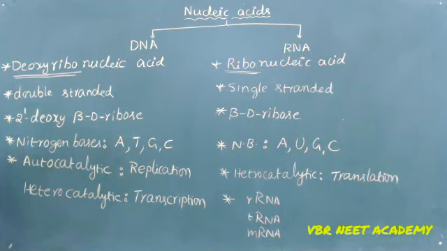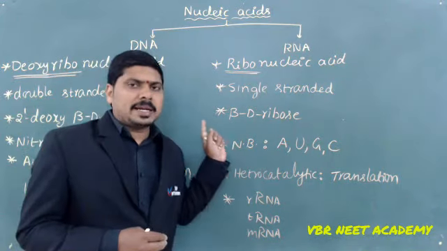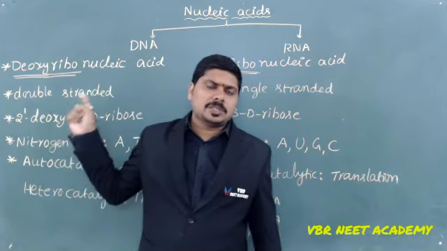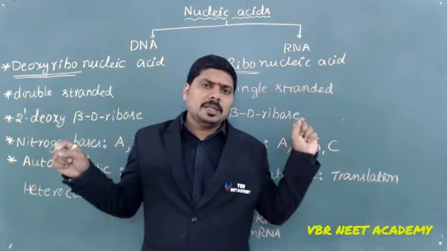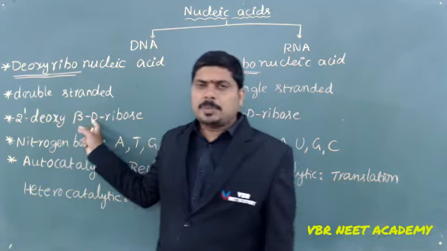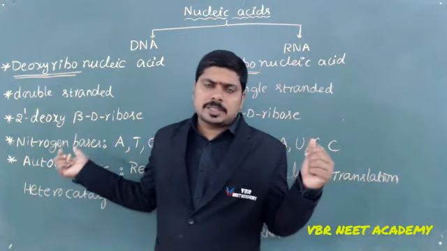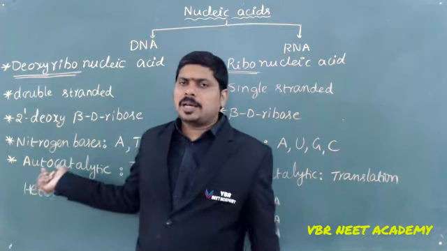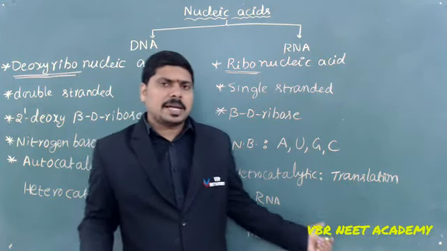Now we will see structurally what differences we can have between DNA and RNA. I hope everyone can understand this now. DNA is deoxyribonucleic acid, which has deoxyribose. RNA is ribonucleic acid, which has ribose sugar. DNA is double stranded and RNA is single stranded. DNA has nitrogen bases ATGC, here I am having AUGC. DNA has two functions, transcription and replication. RNA has translation.